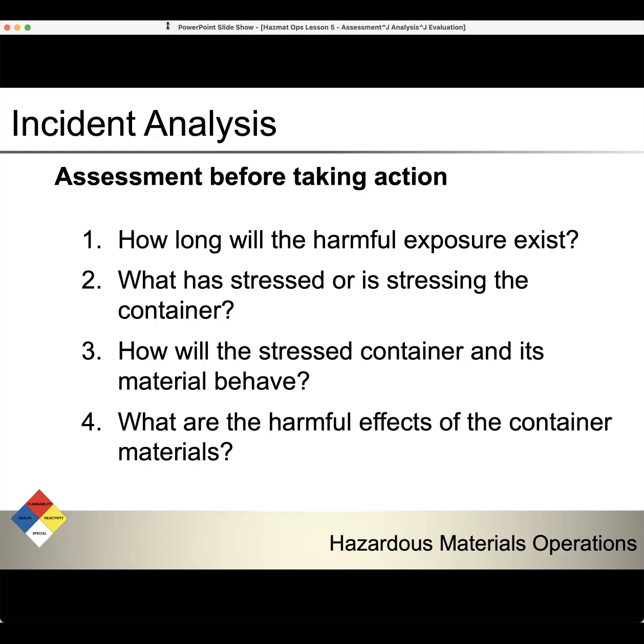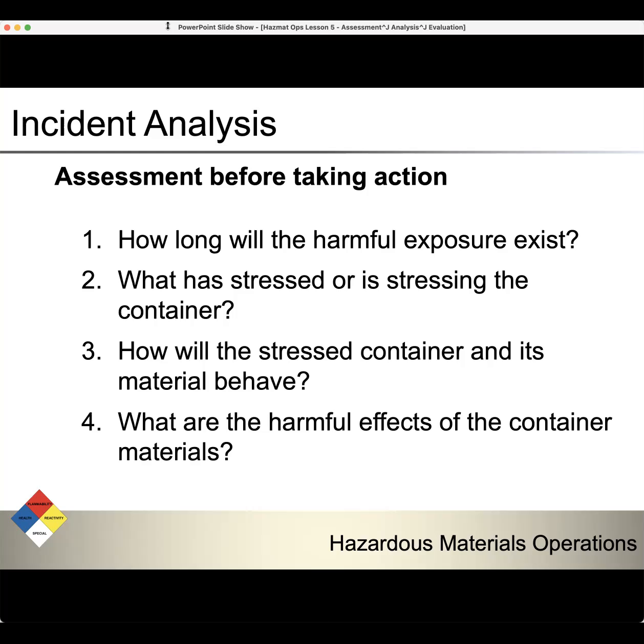We also want to know what has stressed or is stressing the container. So remember thermal, chemical, and mechanical stresses. So is there fire impinging on the container? Had there been a mechanical impact to that container? Is there a mechanical stress now, mechanical energy now?